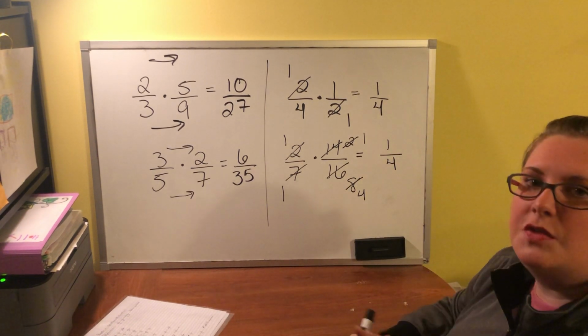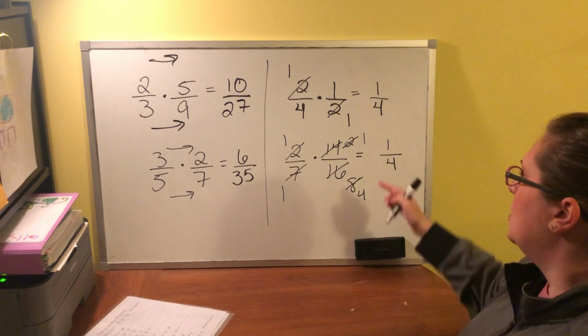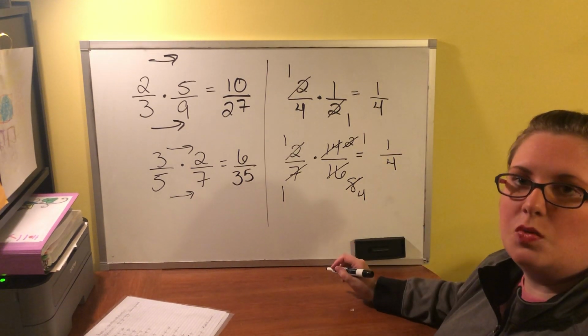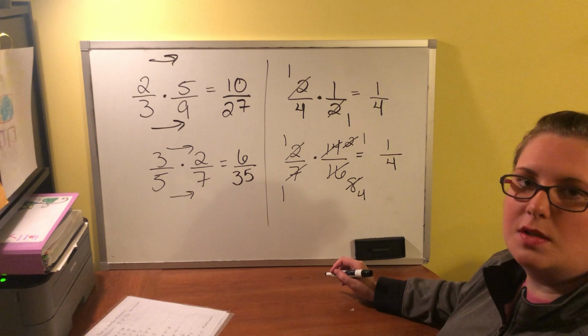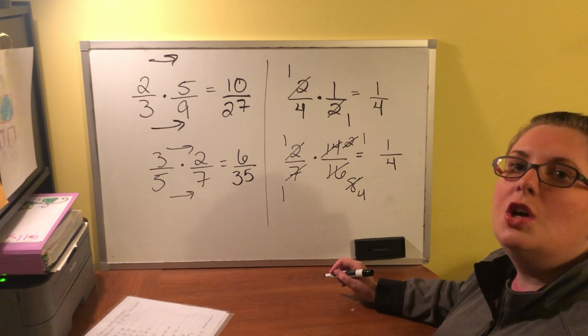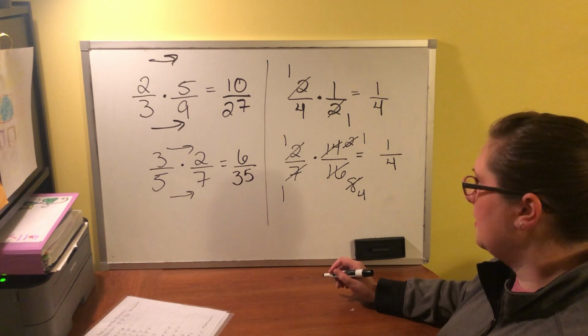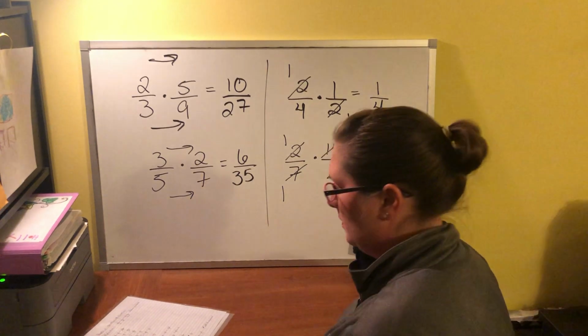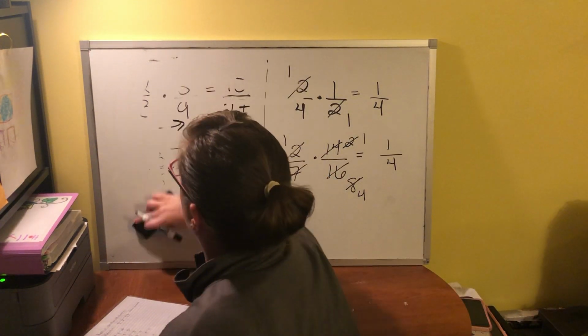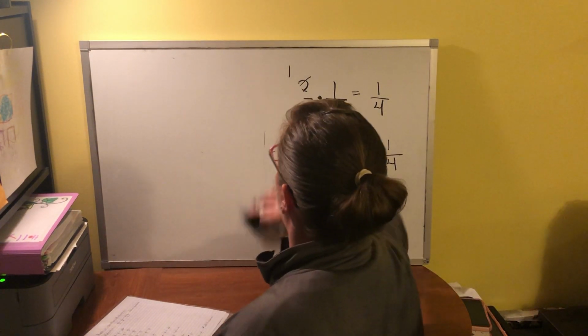Now, if you didn't spot that, that's okay. You would have had 2 over 8, and if you would have looked at 2 over 8, you would have known 2 goes into both, and you still would have gotten 1/4. You just would have taken an extra step to get there. Let's do one more of those, just to make sure that makes sense.